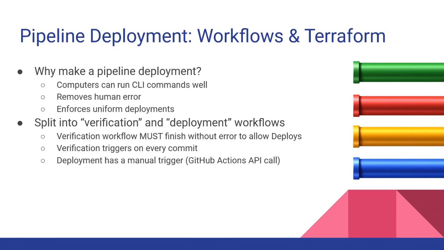So we split our workflows, our pipeline, into two workflows, one verification and one deployment. The verification workflow must finish without an error to allow any sort of deployment workflow to run. And another big idea behind splitting these workflows was that our verification workflow triggers on every commit. There's not a big reason not to have it run on every commit because it's free for us to use this service. And also, our deployments have a manual trigger, since we don't want to deploy every single commit. We want that to be more controlled by humans, but it's a manual trigger, so the deployment still happens uniformly within a runner and won't have any sort of human error in it.